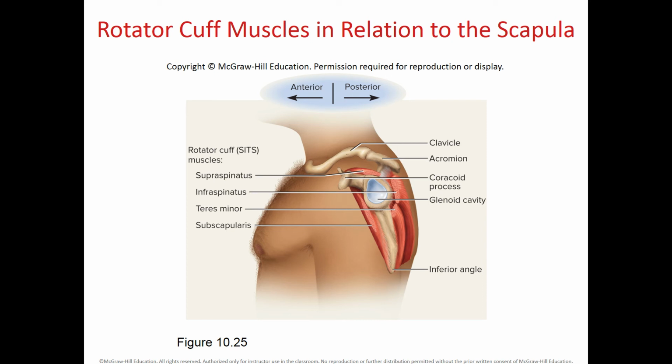And then this is the rotator cuff muscles in relationship to the scapula. So remember, here we have the spine of the scapula. So this is the supraspinatus because it's above the spine. This will be the infraspinatus because it's below the spine. And then here we have the teres minor. And then this is the subscapularis because this is the subscapular fossa.